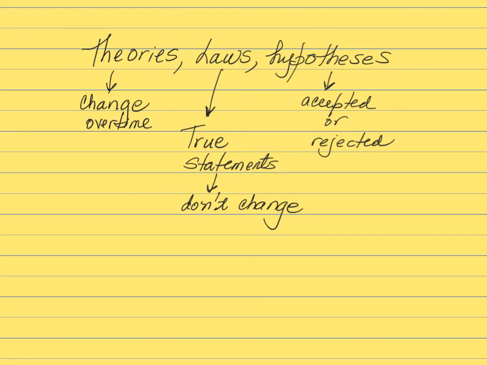So hypotheses that are tested for a long period of time and still have the same outcome become theories. And theories can change over time with new discoveries. Okay, theories, are they going to be true all the time? No. They're exposed to change over time.